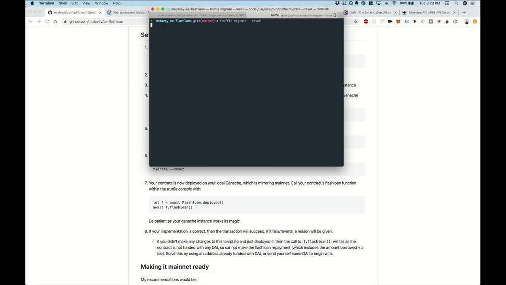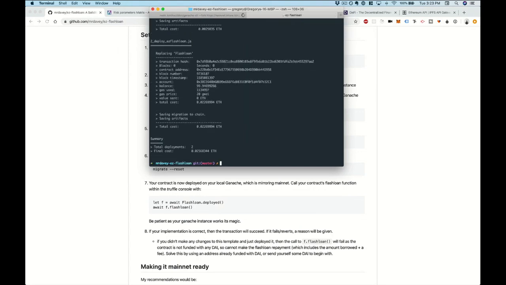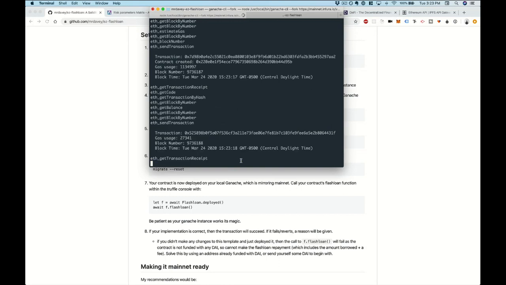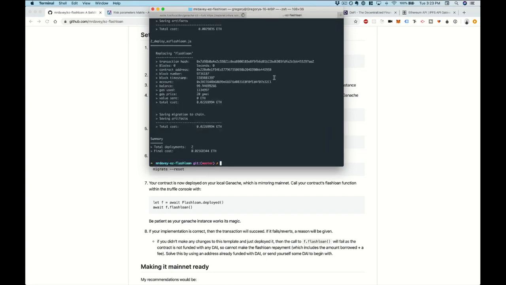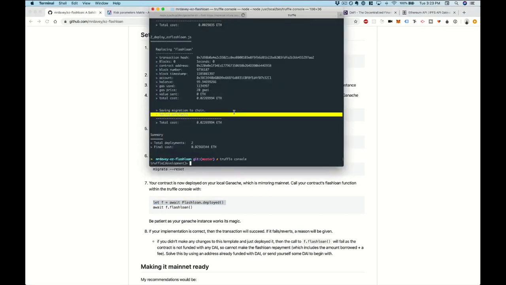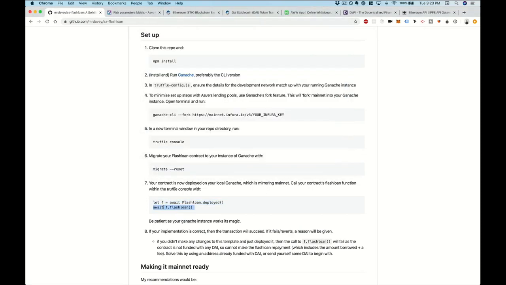All right, and that should put this on Ganache. So wait for that to finish. All right, done. Boom, there we go. Okay, so let's go ahead and open this in the console. Let's just continue working with the instructions here. Let's run truffle console. And then we'll say let f equals await FlashLoan.deployed(), and then await f.flashLoan.